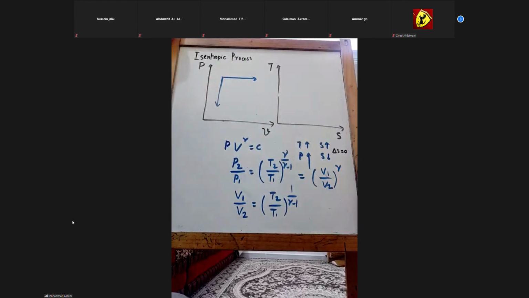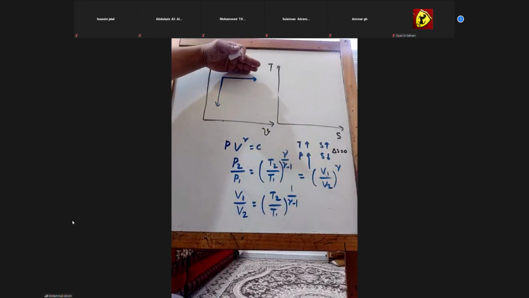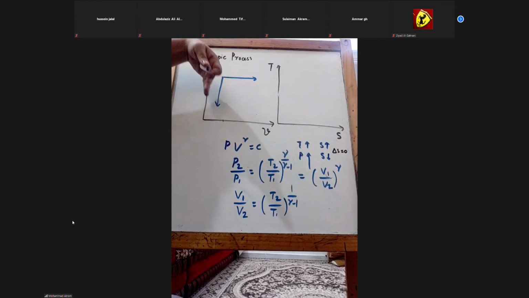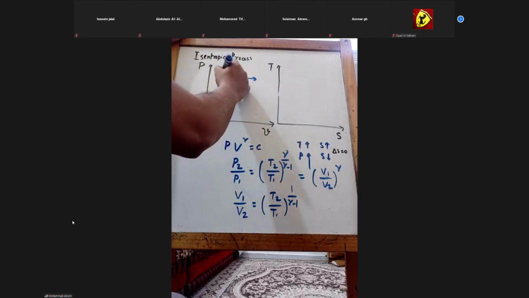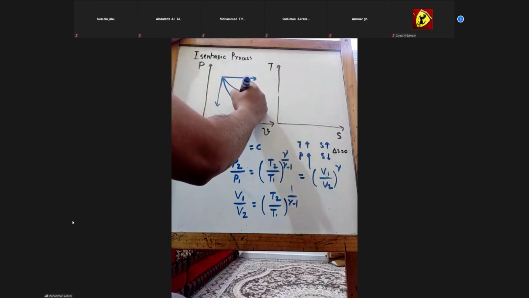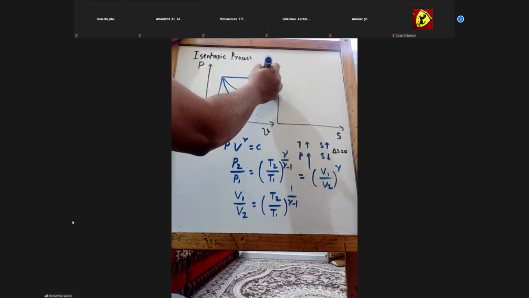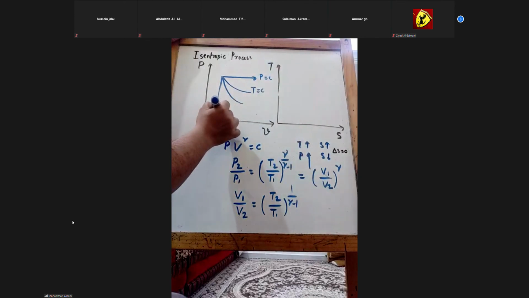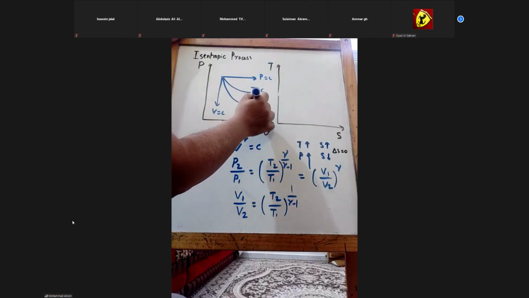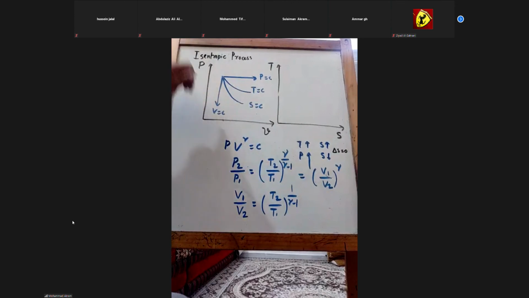So what is this process? This is constant pressure. This is constant volume, right? T equals C, P equals C, V equals C, and this is S equals C. So S equals C has a higher slope compared to the isothermal process.